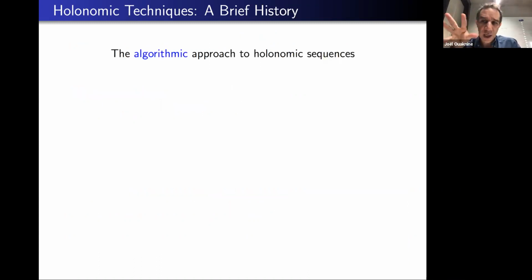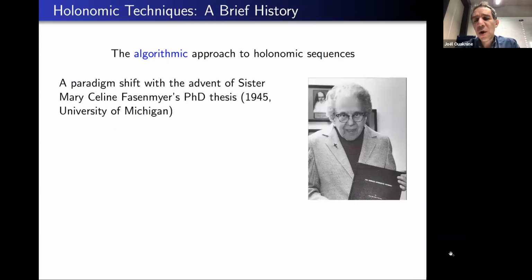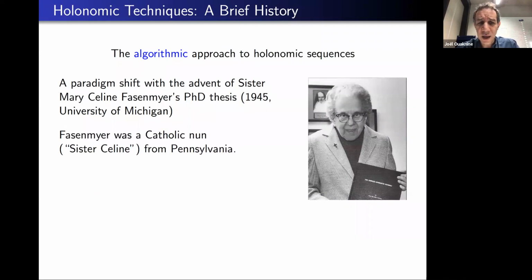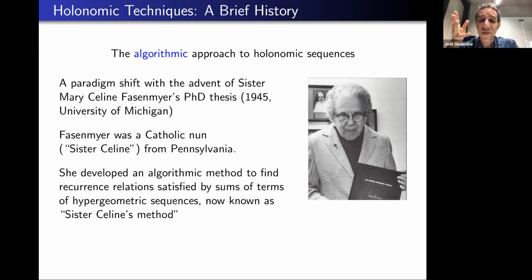But coming back to computer scientists, if you're interested in algorithms, I would say the genesis of the algorithmic approach to holonomic sequences was really spearheaded by this woman, Sister Mary Celine Fasenmyer. She made an appearance earlier. She was a Catholic nun in Pennsylvania, who, whilst being a nun, did a PhD in mathematics and number theory at the University of Michigan, in which she developed this algorithmic method to find recurrence relations satisfied by sums of terms of hypergeometric sequences. These binomial coefficients, of course, are hypergeometric sequences. And her method is now known as Sister Celine's method.